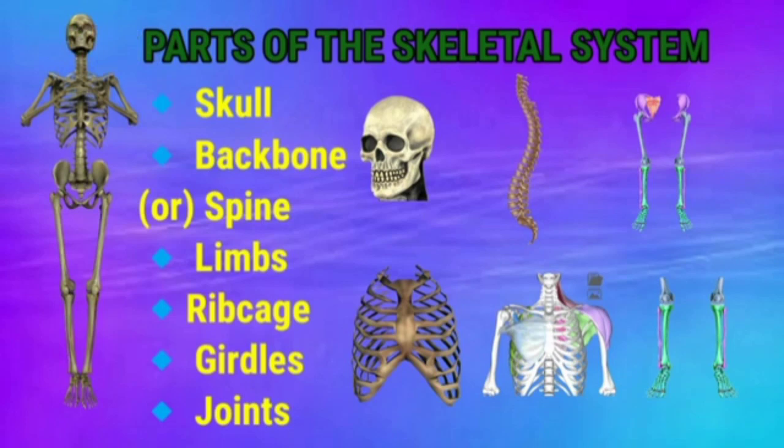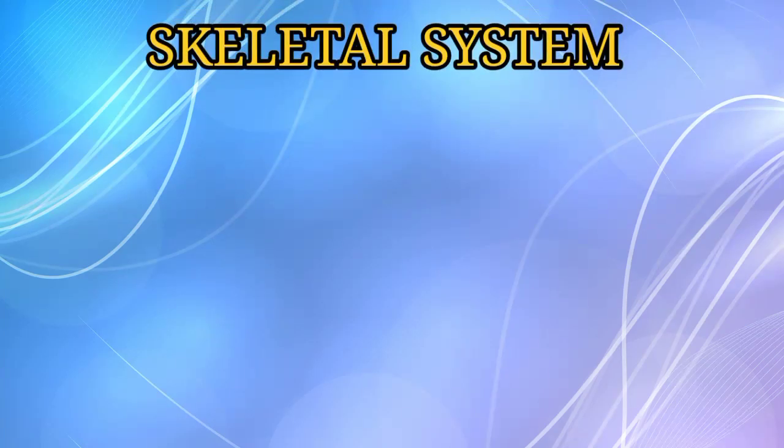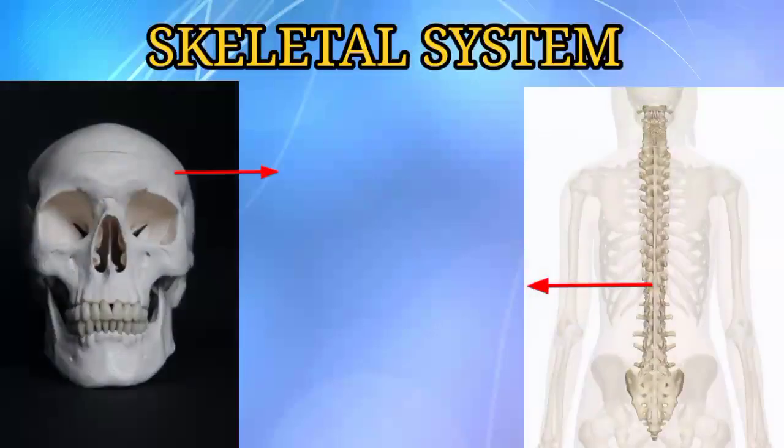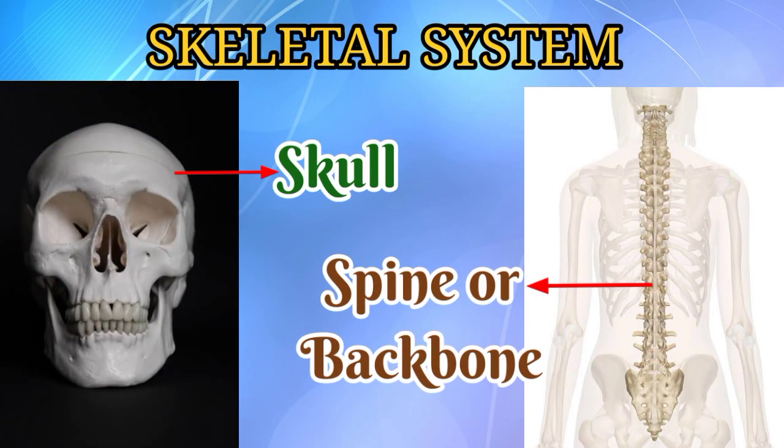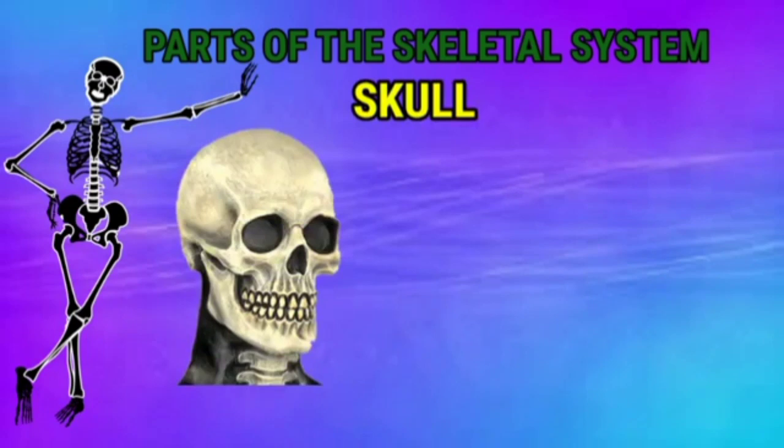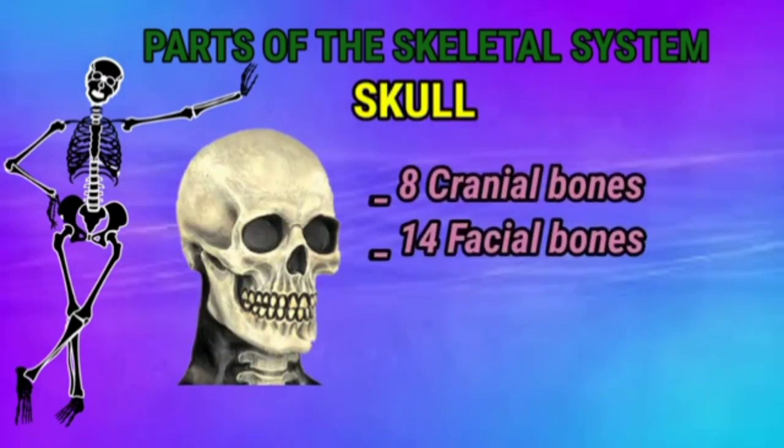Very good children. Now in this class we are going to discuss the different parts of the skeletal system, like the skull and backbone. First, let me explain the skull. See here, this is a skull. The skull is made up of 8 cranial bones and 14 facial bones.